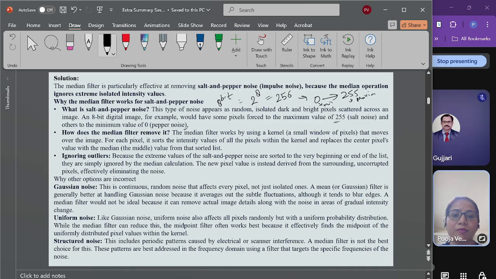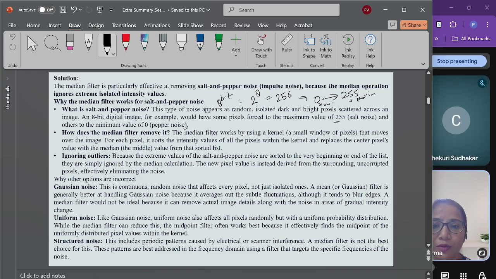The median filter basically works by using a kernel, which can be any 3 cross 3 or 5 cross 5. You take a small window of pixels that moves over an image. For each pixel it sorts the intensity values of all the pixels within the kernel and replaces that center pixel value with the median value from that sorted list.